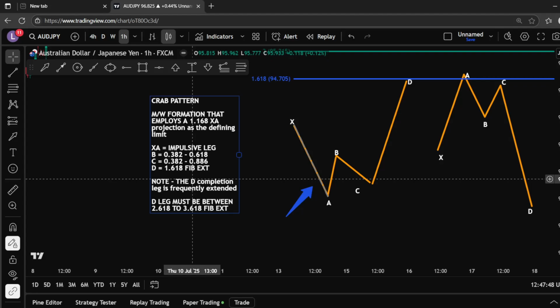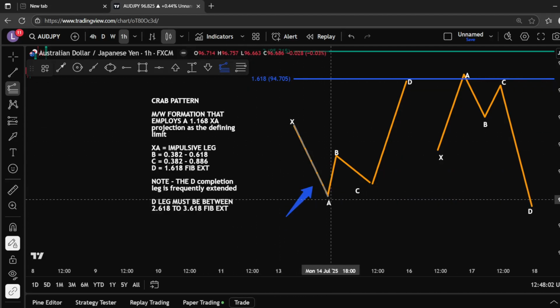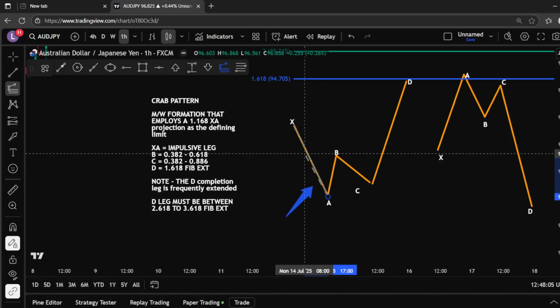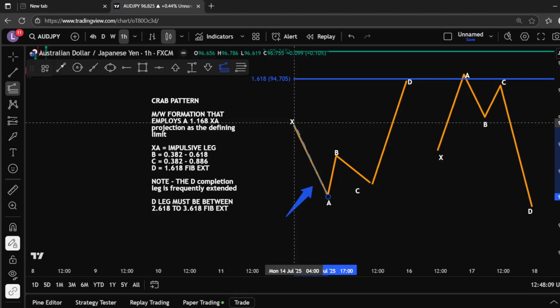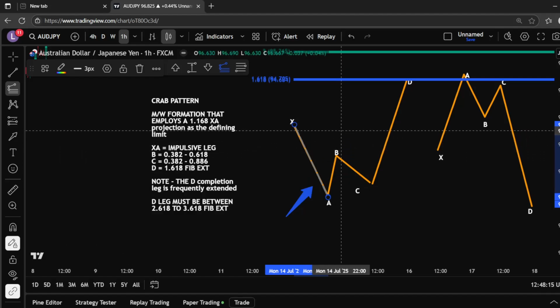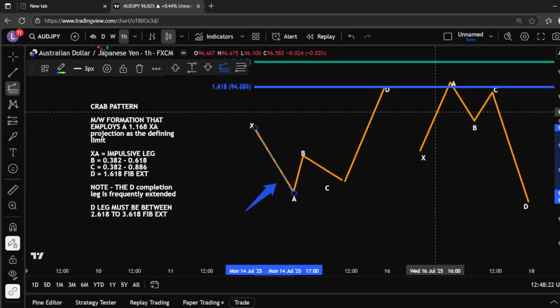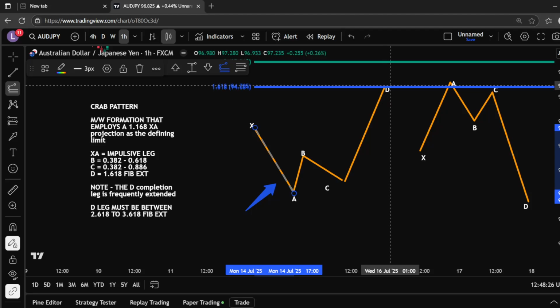Then to identify the D leg where this pattern completes and where we expect to take a sell trade for the W pattern, all you need to do is take your fib extension. You measure from the bottom, which is your A, to the top, which is your X impulsive leg, back to A, and the two fib extension numbers you need are 1.618 and then 2.0. So 1.618 is where we expect to see some price action, a rejection or some sort of candlestick pattern that you trade to go short.